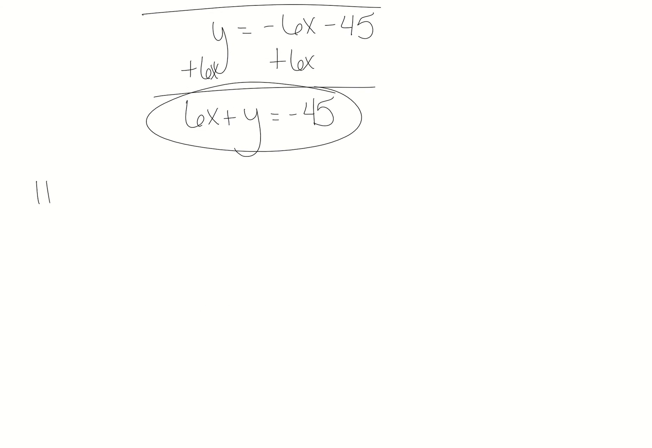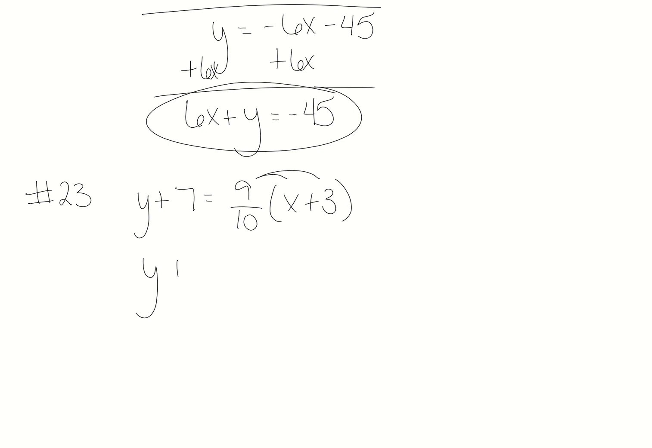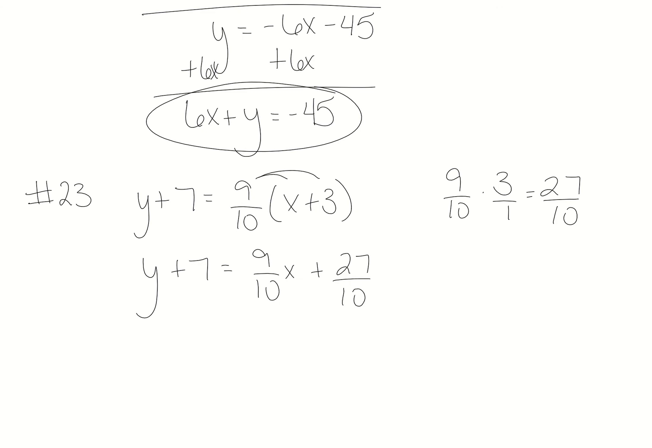23 says, sorry, I'm done with my 2's. Number 23 is y plus 7 equals 9/10 times the quantity x plus 3. So again, the first thing I'm going to do is distribute. And when I do this, I get y plus 7 equals 9/10 x. And then again, when I do 9/10 times 3, I can put the 3 over 1 and multiply straight across, and I get 27 over 10. So plus 27 over 10.